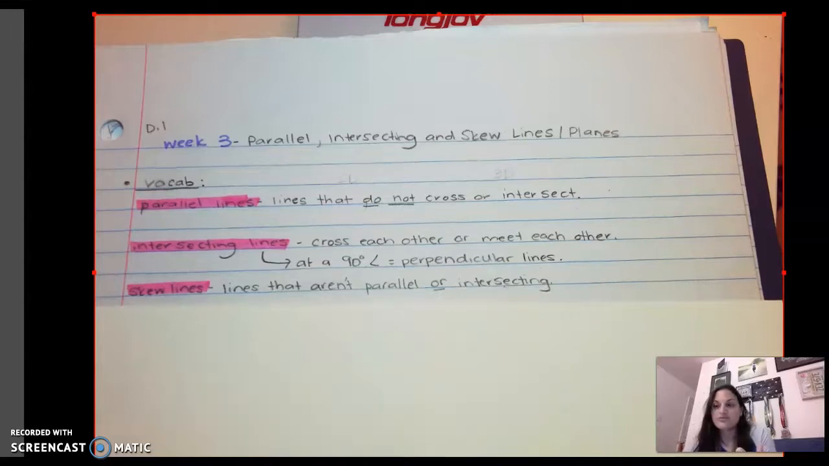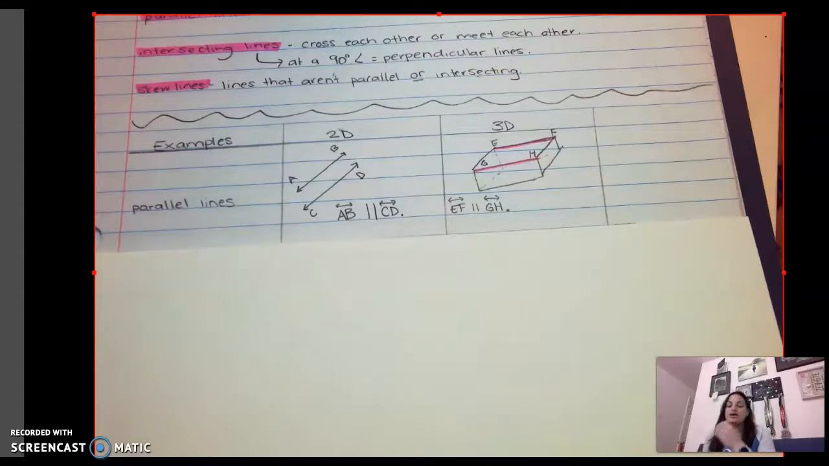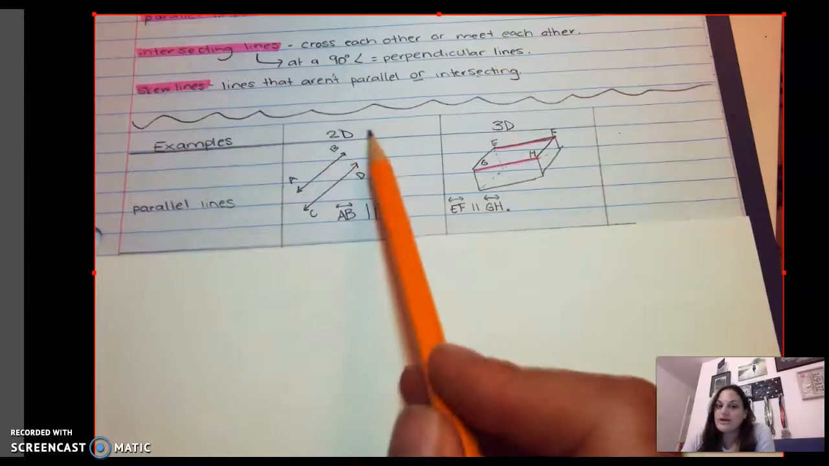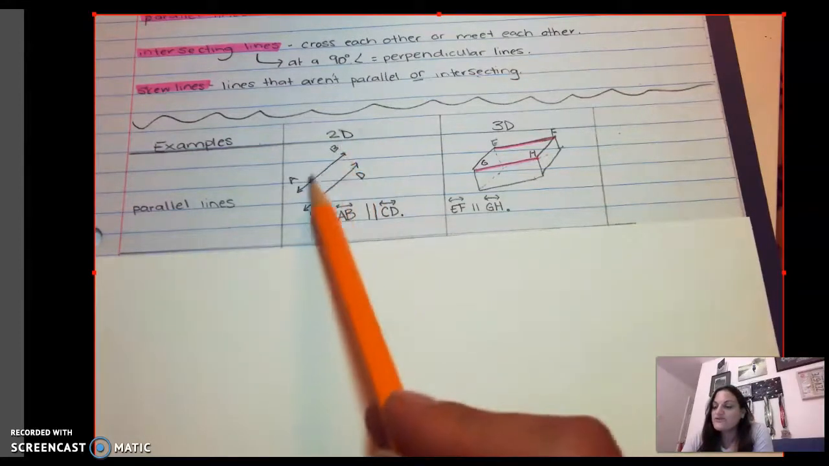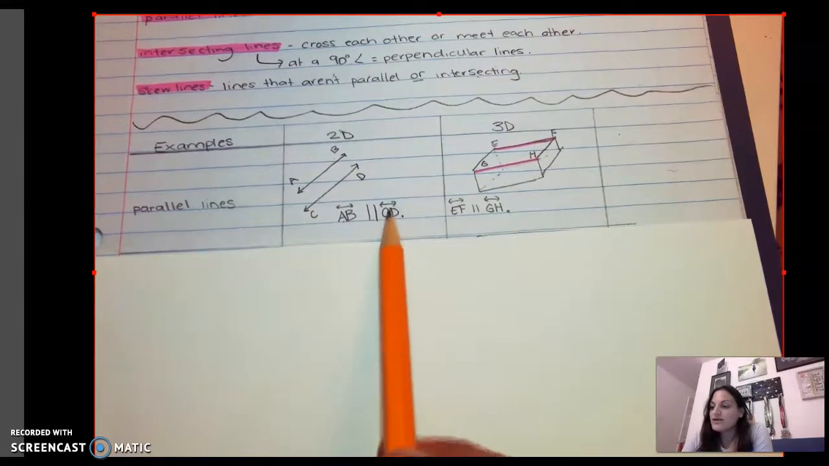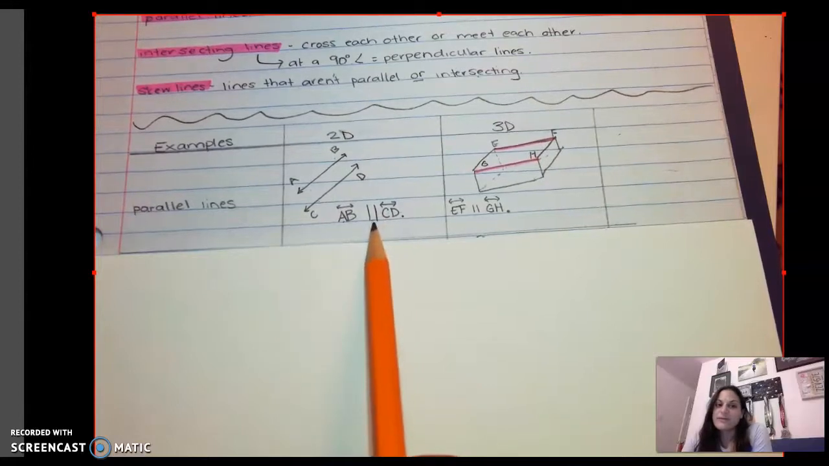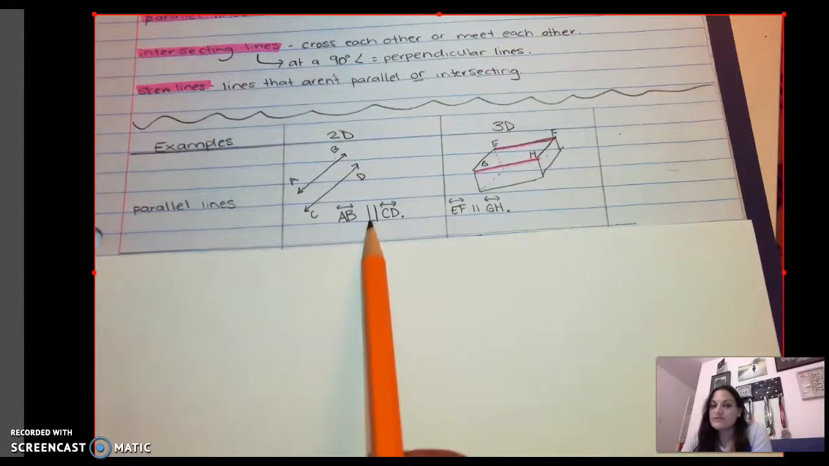Okay, so I'm going to explain the pictures that are below. All right, so parallel lines. This is what it would look like in 3D space. So if I drew these two lines, line AB is parallel to line CD. This little symbol means that they are parallel. You can replace this little symbol and write parallel, and that's okay too.